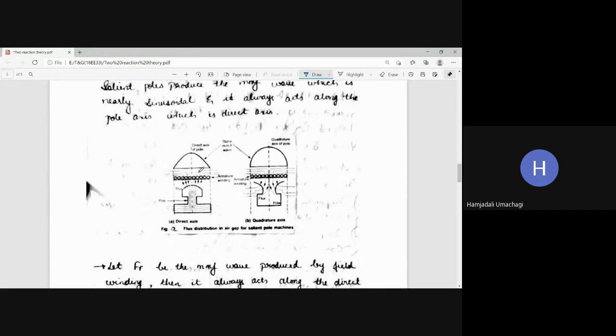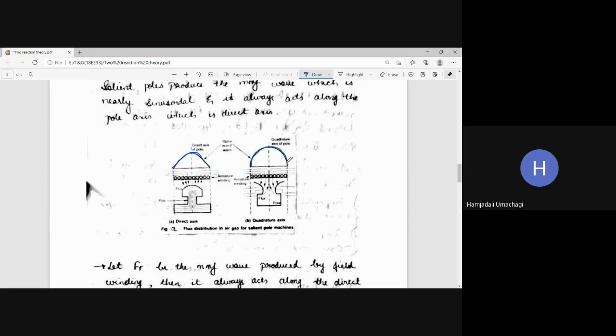How the flux is distributed is related to the stator part. This is the stator MMF along the direct axis. This is the direct pole axis, and this is the quadrature pole axis. If you see the waveform of the MMF wave along the direct axis, it is almost sinusoidal in nature. The armature MMF along the quadrature axis is just like a semicircle.